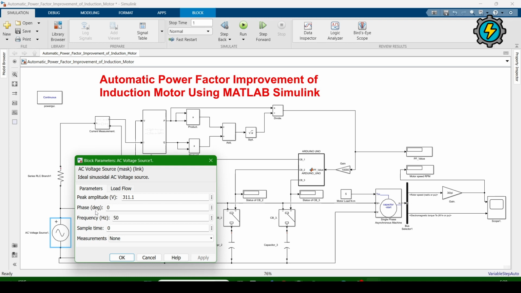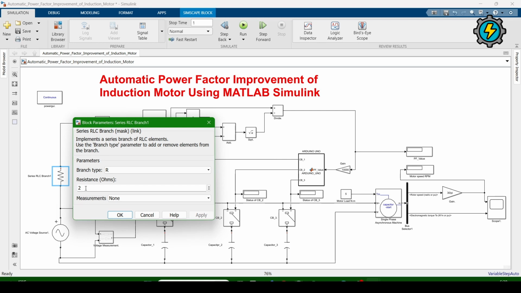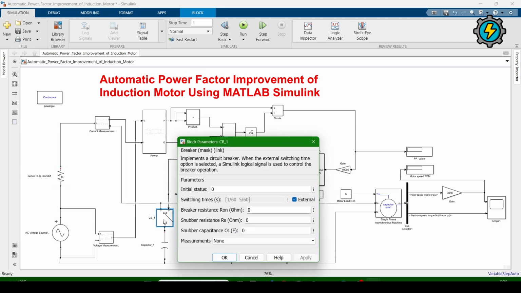And this is the phase in degrees. Phase is 0 and frequency is 50 hertz in Pakistan or India. The remaining is none. Then click OK. Now we will understand the value of this resistor. And now we will see this circuit breaker.